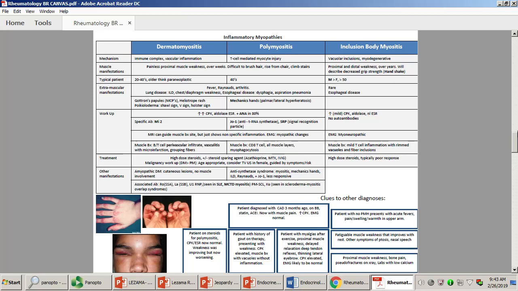What are Gottron's papules? That picture. Yes, right here. So that lovely picture. I'm not gonna, because it'll cover it up if I move the mouse. So right. So when you have it on your MCP, your PIPs and your DIPs, this thickish sort of rash that you would see there, that's your Gottron's papules. What else? The shawl sign. Very good. So, what's that?